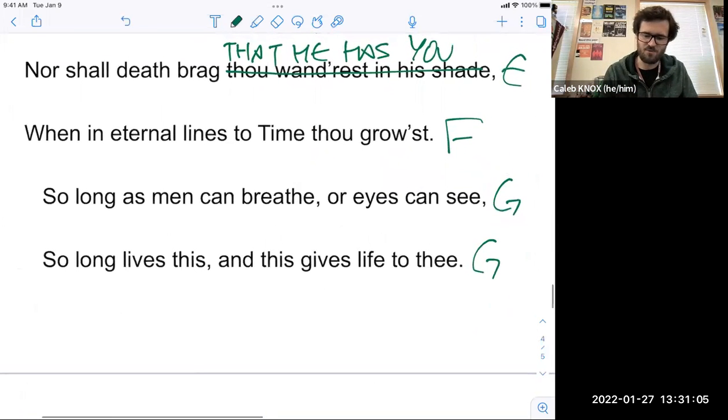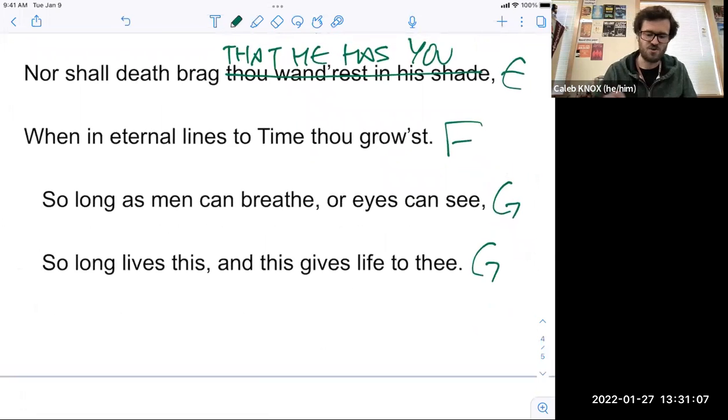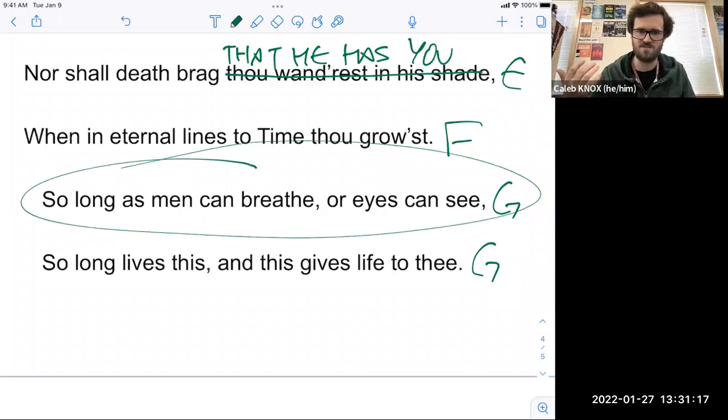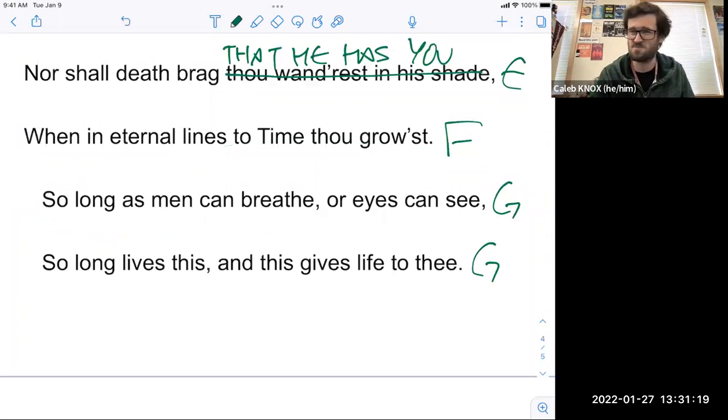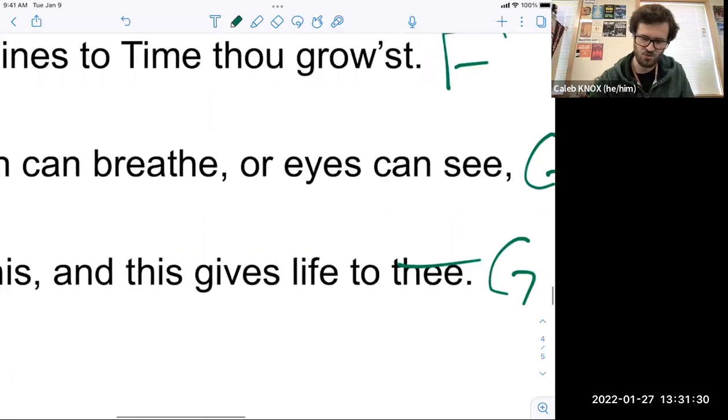So long as men can breathe or eyes can see, so long lives this, and this gives life to thee. So this is the final rhymed couplet of the poem here. And as we look at line 13, so long as men can breathe or eyes can see, I think that's pretty straightforward, right? I think we understand what that means. So long lives this, and this gives life to thee, you.